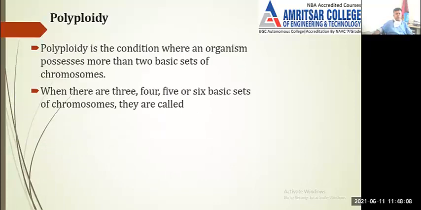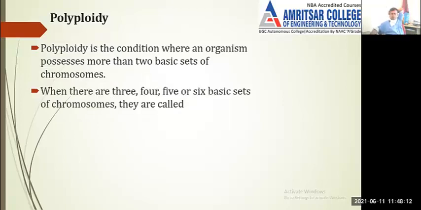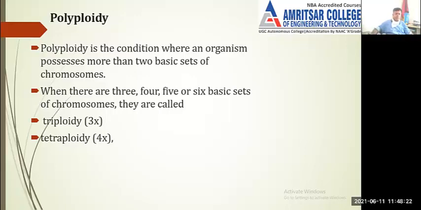What is polyploidy? Polyploidy is when there are more than two basic sets of chromosomes. This may be 3, 4, 5, 6: triploidy 3x, tetraploidy 4x. These are not somics, because we are talking about basic sets of chromosomes. If there are 3 basic sets of chromosomes, it is 3x. Tetraploidy has 4 basic sets.